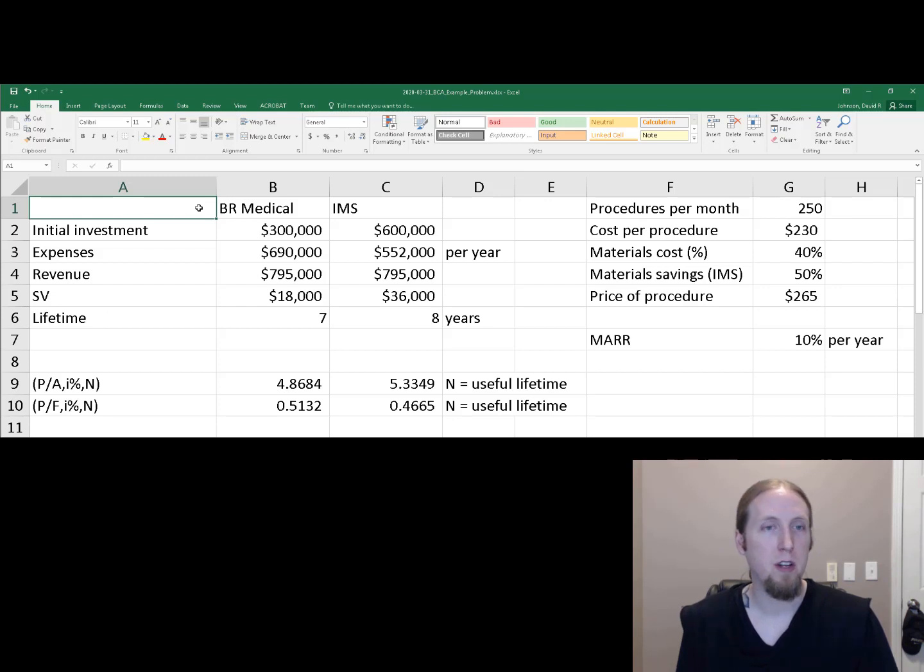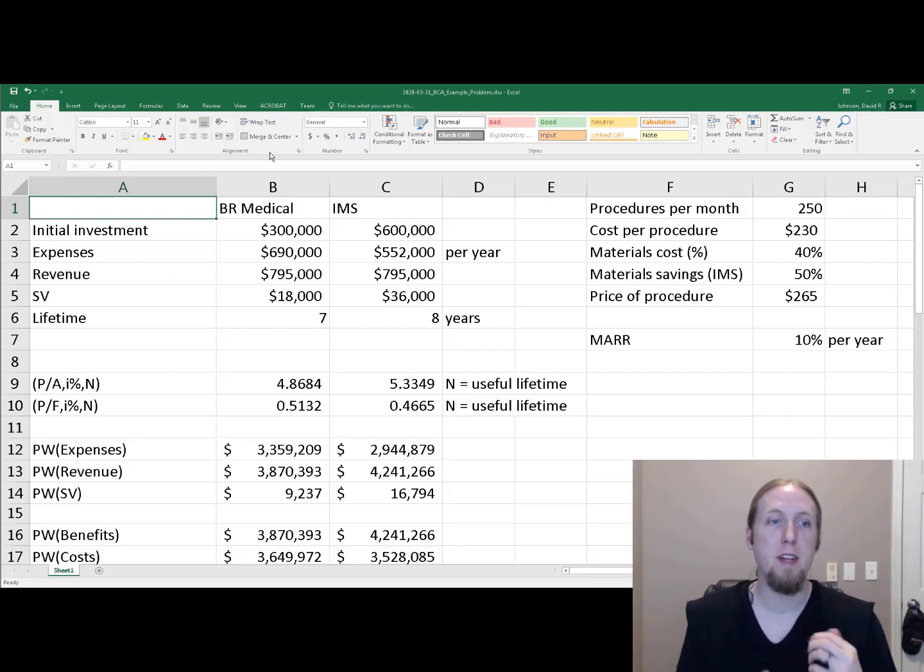Now, if we use the conventional benefit cost ratio formula, we just need to calculate the present worth of our expenses, our revenue, our salvage value, and so on, and then form that into the numerator and the denominator. To get the present worth of our expenses, we're just going to take the expenses value on an annual basis and multiply it by P given A, and the same is true for the revenue.